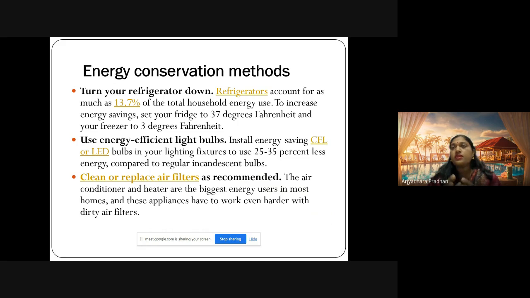Then clean or replace air filters. Air filters are the part where the air goes and passes out, clean air moves. If these air filters are blocked with dust and other particles, then air cannot pass properly, and again it will be a pressure on the electricity system. The air conditioner and heaters are the biggest energy users in most homes, and these appliances have to work even harder with dirty filters. If you keep regularly cleaning your air filters, mostly in AC, you will get the cool air more easily than with dirty filters.